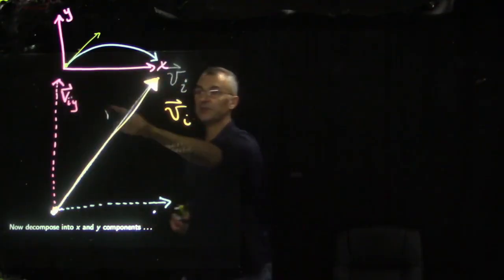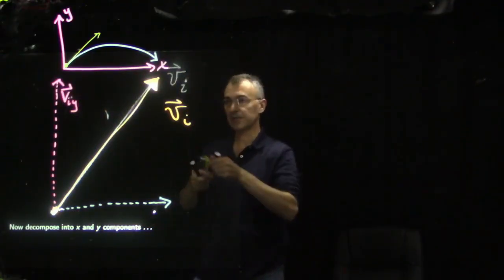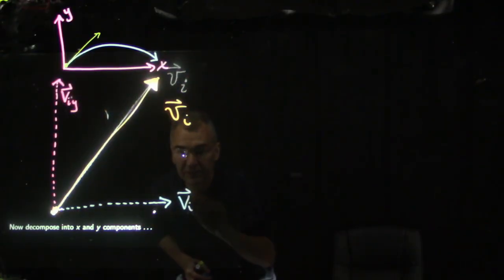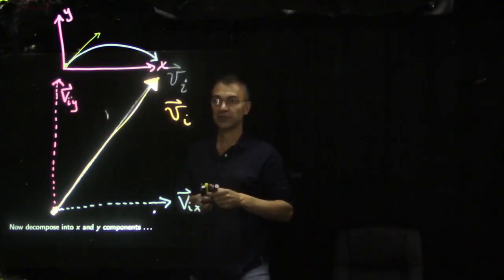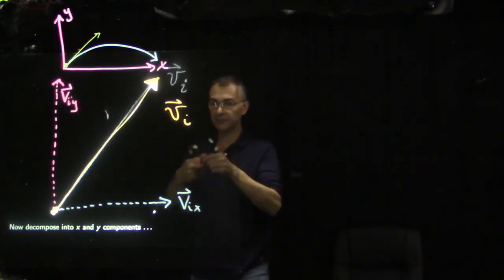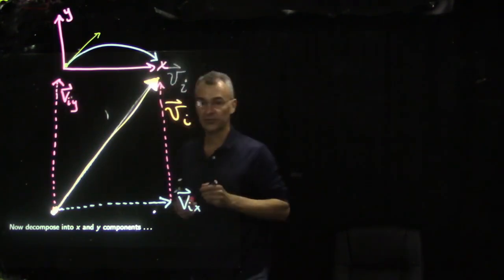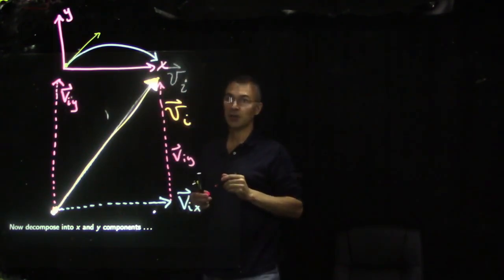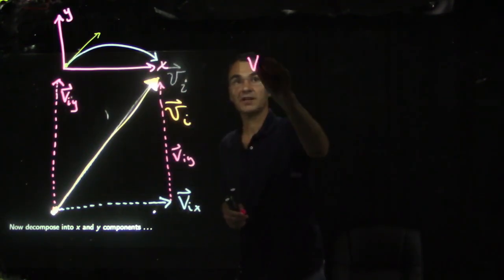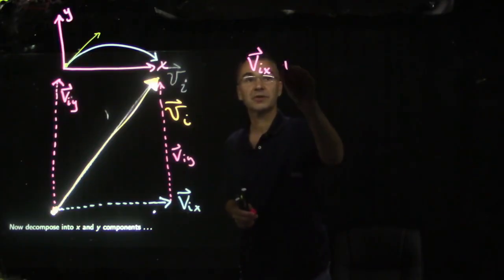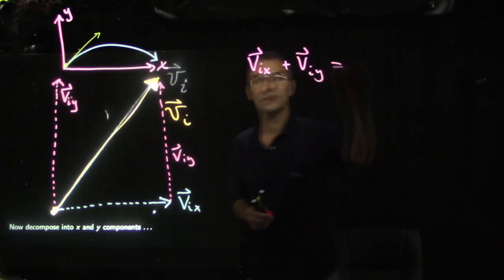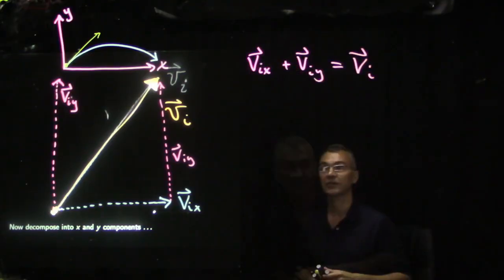The textbook sometimes calls this v initial y component with an arrow over it and v initial x component with an arrow over it. This is a little bit of unusual notation. But then if you take this vector and you make a copy of it over here so that you're putting the two parts head to tail, you can see that they add up to the original vector. So you can say that vi x component plus vi y component is this original initial velocity vector.